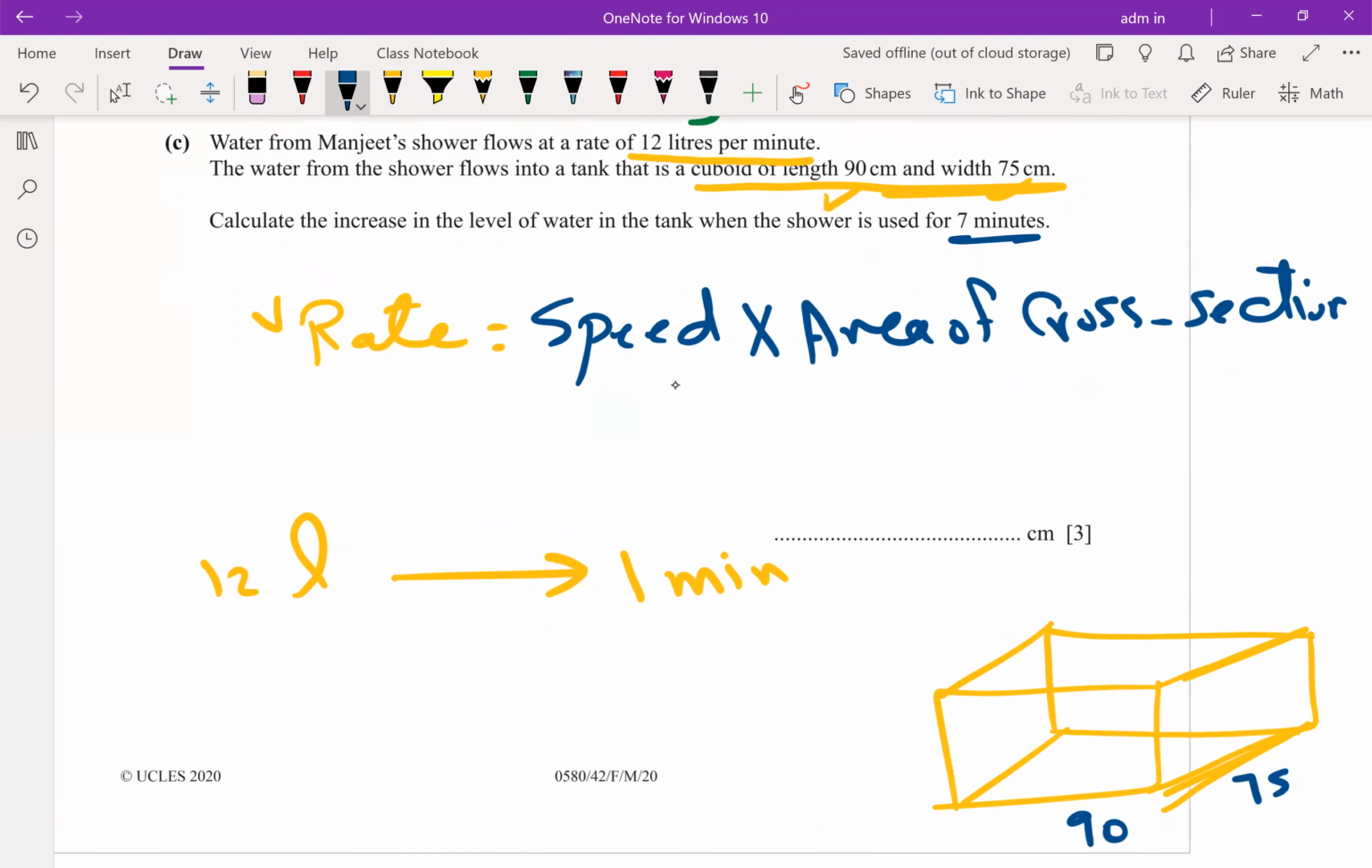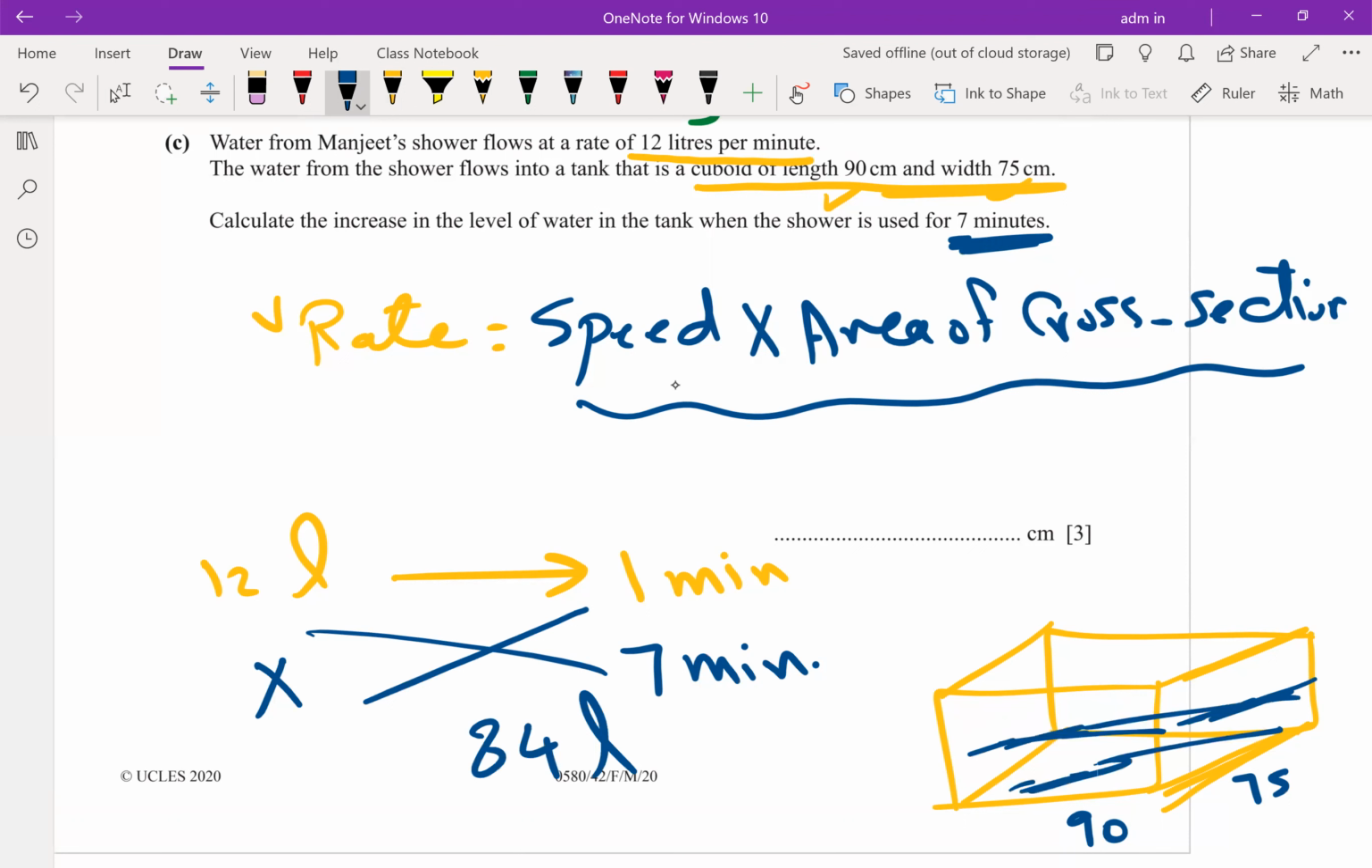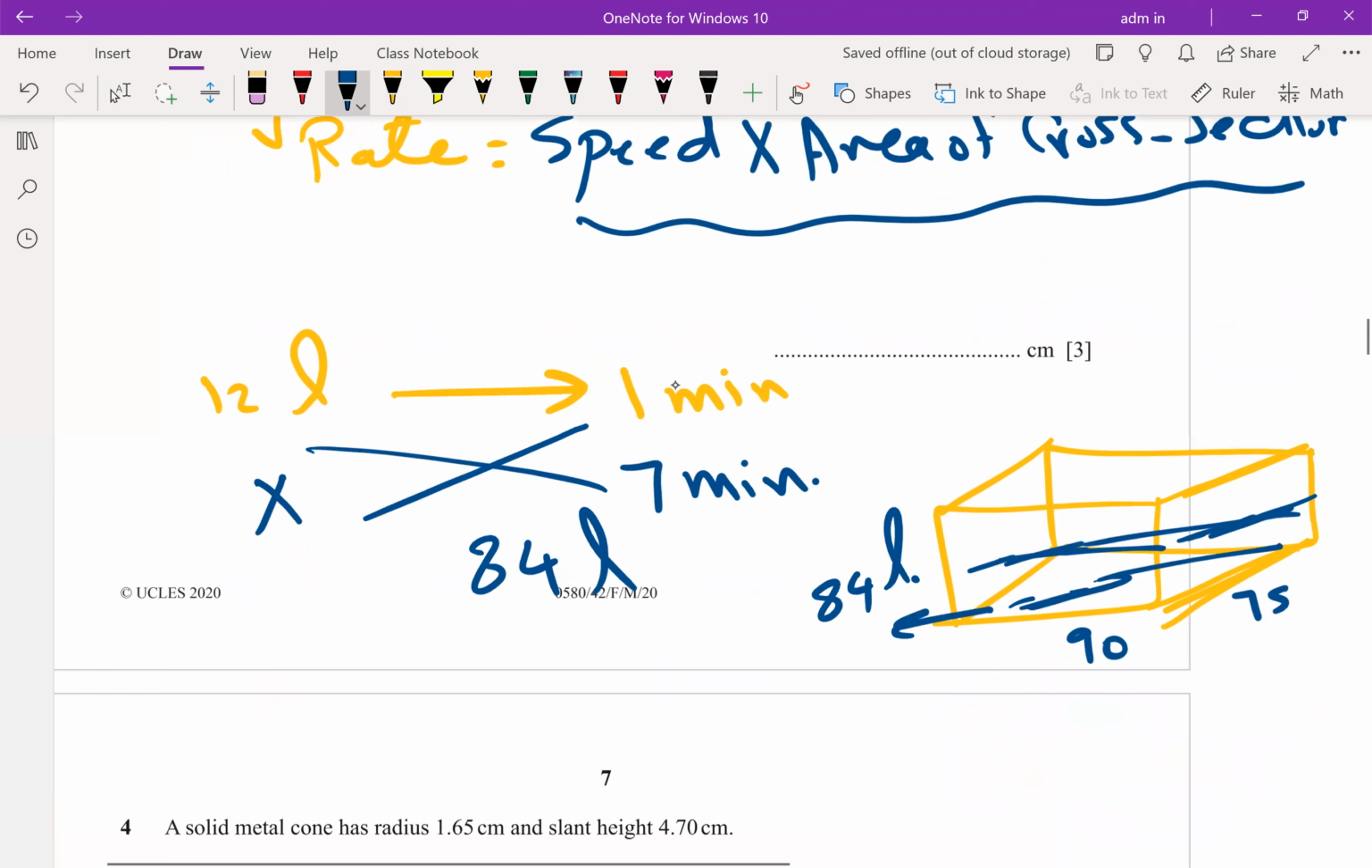When you use it for 7 minutes, what is the volume in 7 minutes? The volume rate is given in the question. If it is not given, we'll use the formula, but it's given. 12 liter each 1 minute. So how many liters after 7 minutes? Well, cross multiplication. 84 liter. So the volume now will be 84 liter. How to get the height?